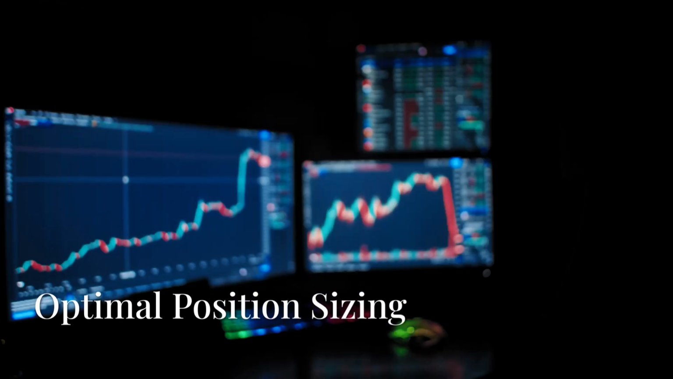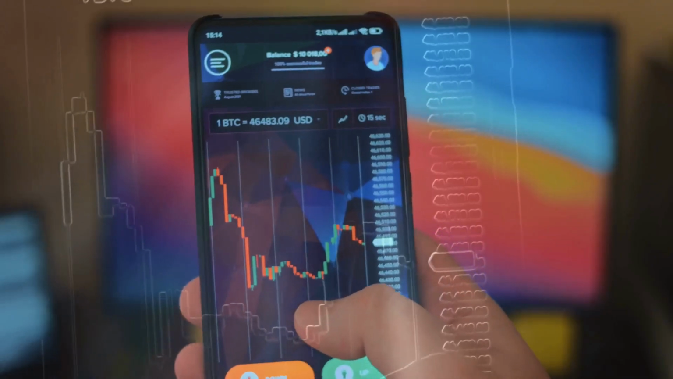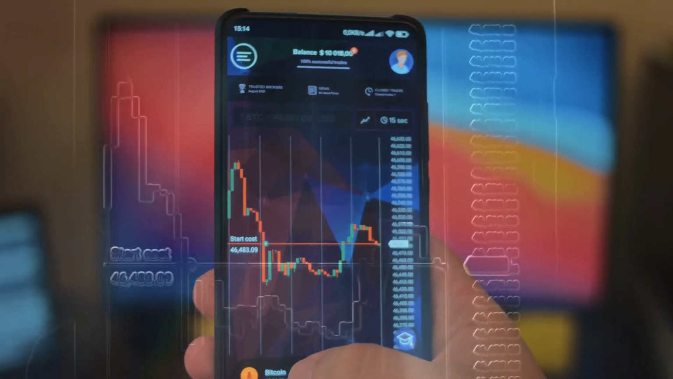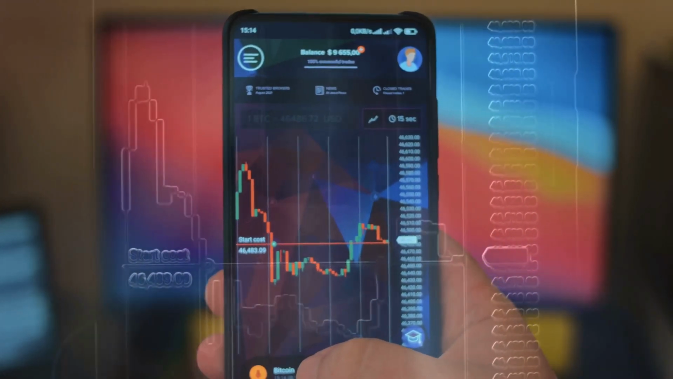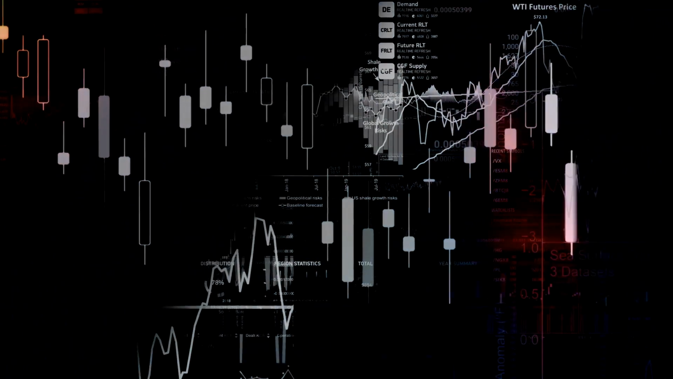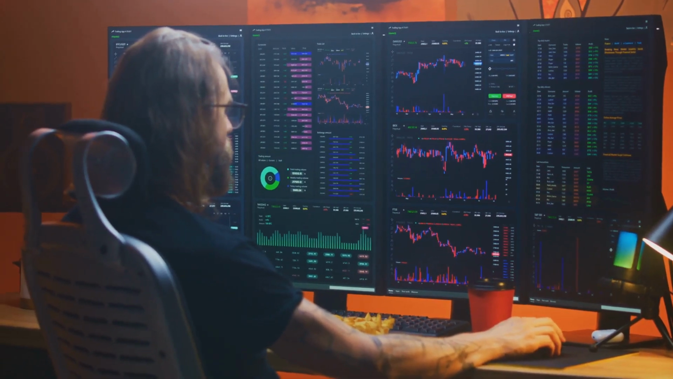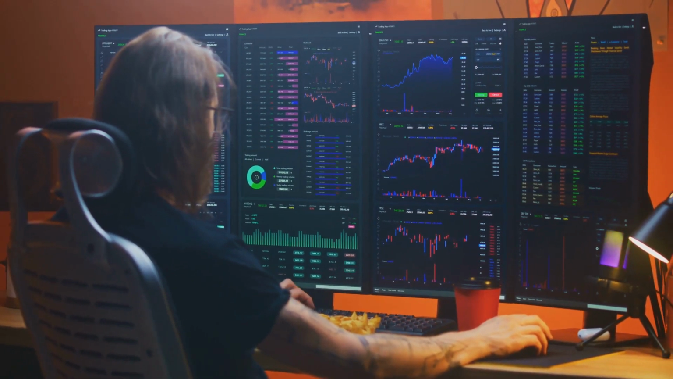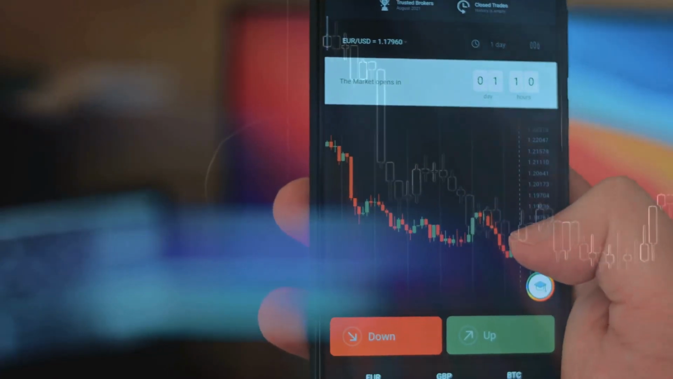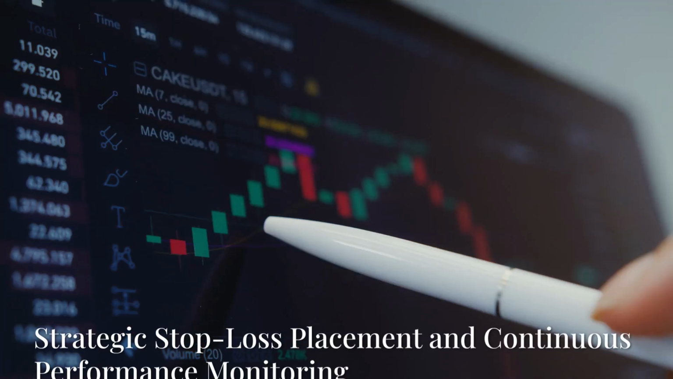Comprehensive risk management techniques are honestly crucial. And when it comes to optimal position sizing, accurately determining trade sizes based on account size, risk tolerance, and indicator signal strength is just fundamental for effective risk management. Traders systematically limit risk exposure per trade, ensuring sustainable trading practices, capital preservation, and, of course, minimized losses.